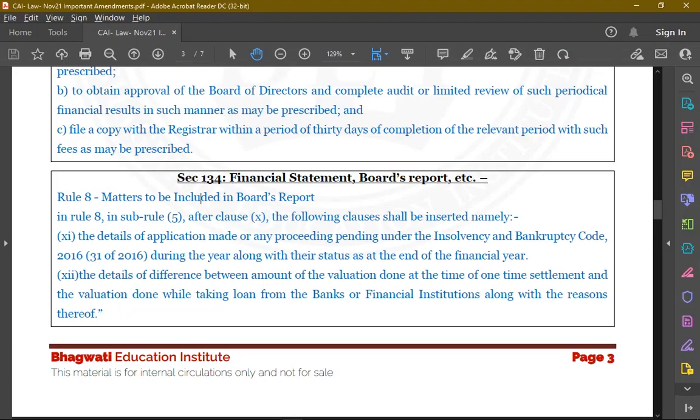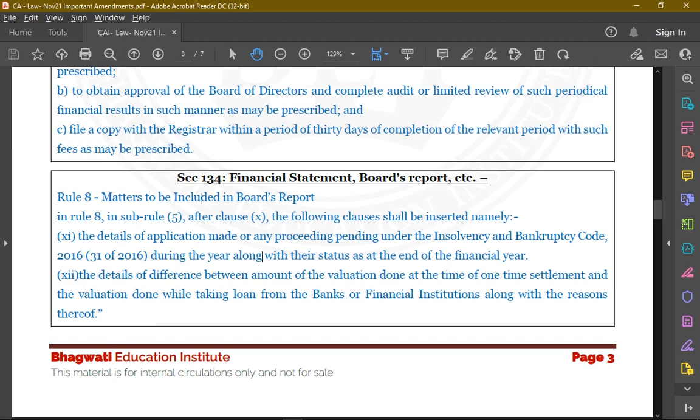So look, the first paragraph says that the following clauses shall be inserted. So two new clauses have been added in the board report. The details of application made or any proceeding pending under the Insolvency and Bankruptcy Code 2016 during the year or till the financial year end.